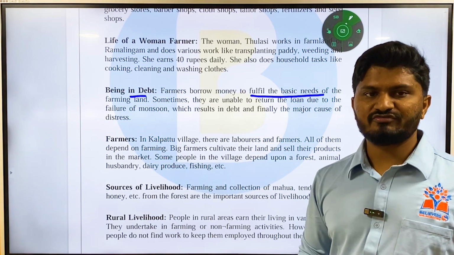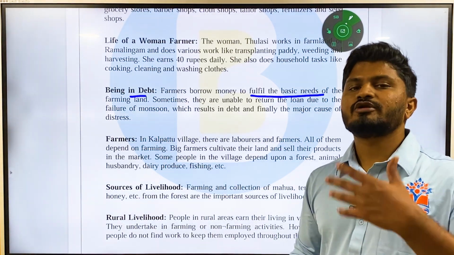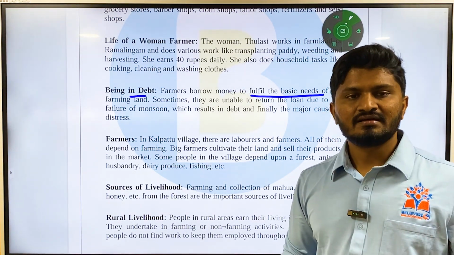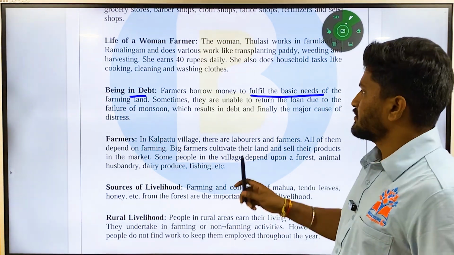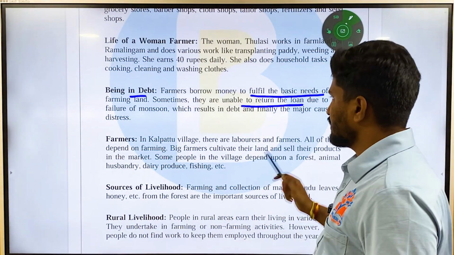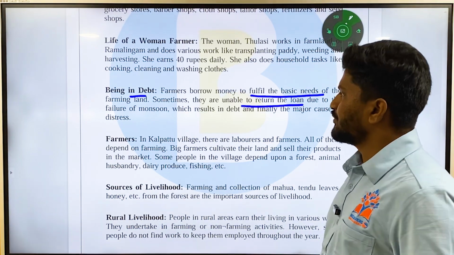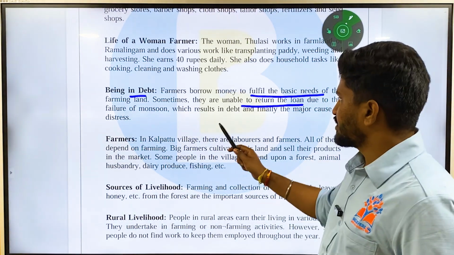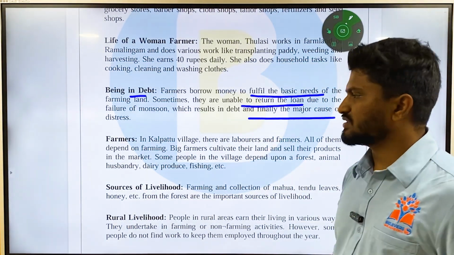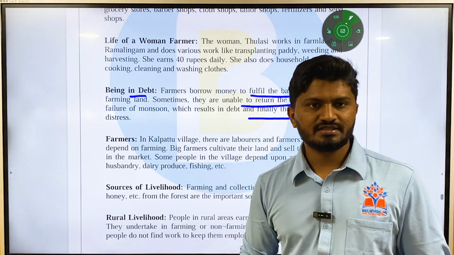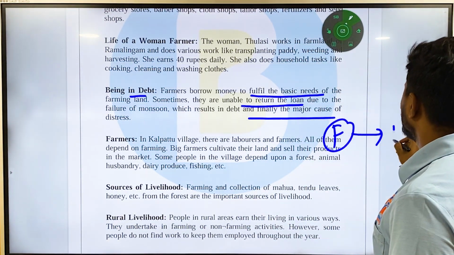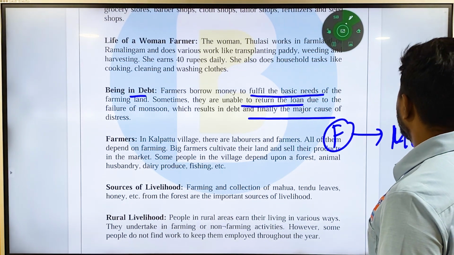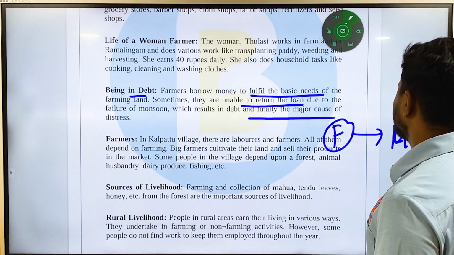For that you need some sort of investment, and for that investment you are going to borrow from someone else, such as a money lender or a landowner or zamindars, etc. Sometimes they are unable to return the loan due to the failure of monsoon, which results in debt and finally major loss and distress. Normally what happens here is, this is the farmer, he goes and takes a loan from the money lender or landlord or zamindar, etc.